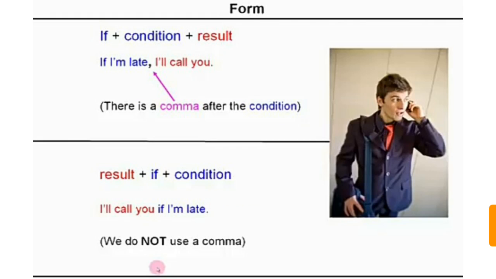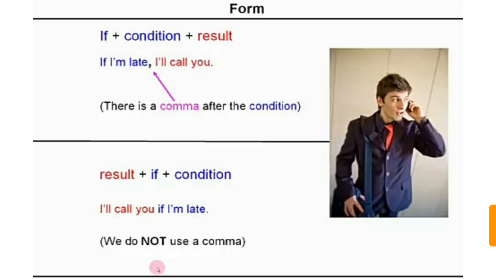Now, talking about the forms or choices of the first conditional sentences, I would like to say that there are two forms, or two types of structures, to write the first conditional sentences. As mentioned on the screen, if is really very important, with the condition followed by the result. For example, if I'm late, I'll call you. There you can see a comma separating the two clauses. That's a really very important thing to remember.